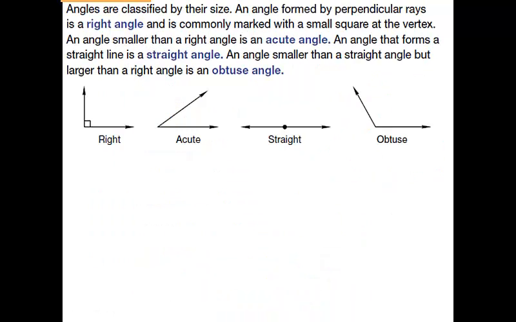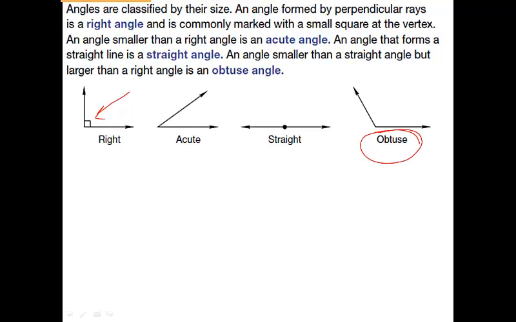Angles are classified by their size. An angle formed by perpendicular rays is called a right angle, or a 90-degree angle, and is commonly marked with a small square at the vertex. See it right there? An angle smaller than a right angle is called an acute angle. An angle that forms a straight line is a straight angle, and if it's larger than the right angle, it's an obtuse angle.